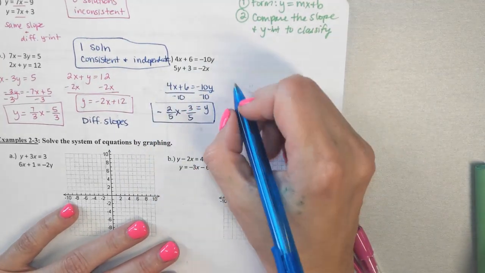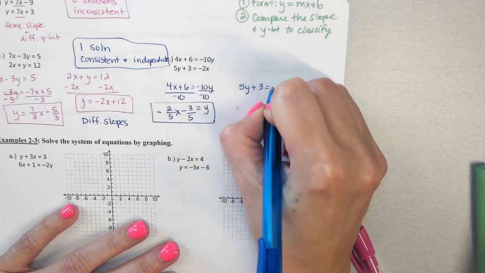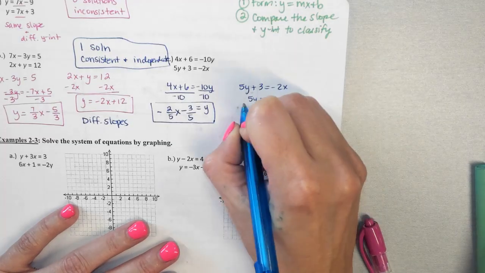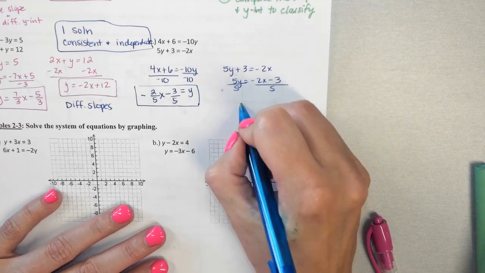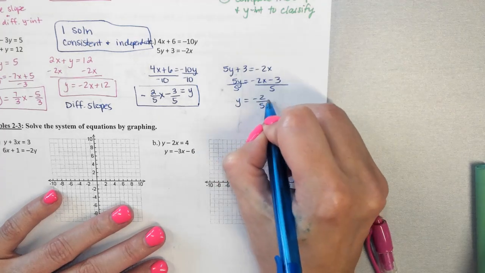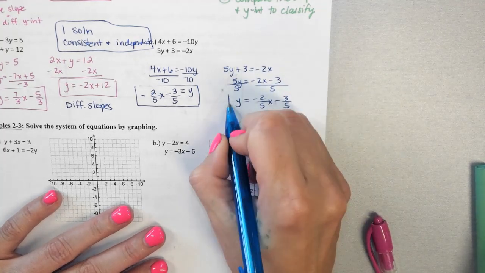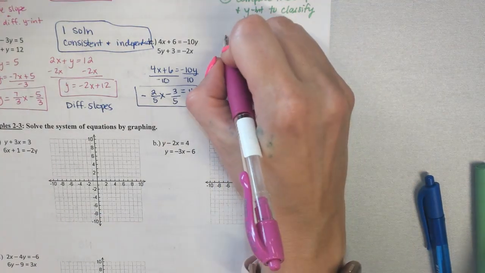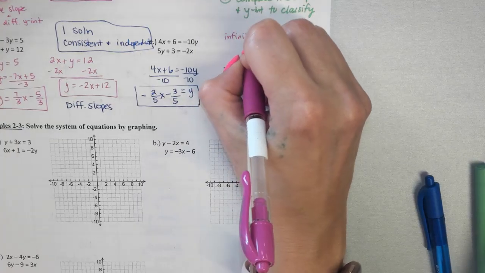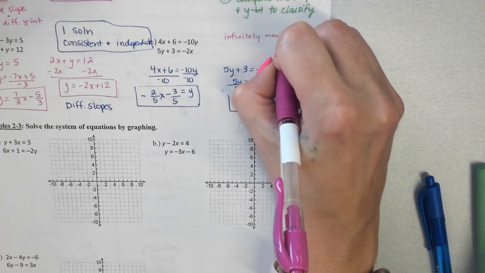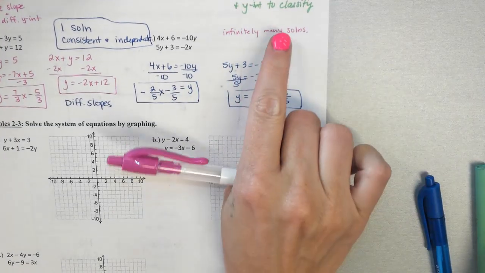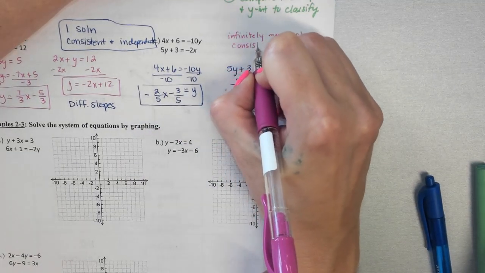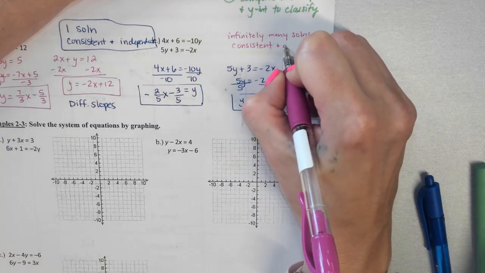And then for this one here, 5y plus 3 equals negative 2x. We would subtract 3 from both sides, then divide by 5. Again, make sure you're dividing both of those by 5. And if they're the exact same, then there are infinitely many solutions. Abbreviate solutions like I do. Anytime there's a solution, it's consistent. If there are many, it's dependent.